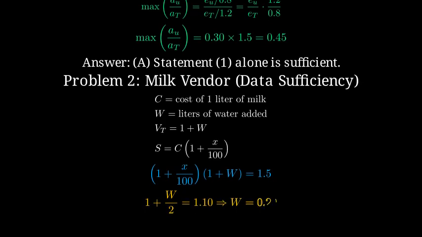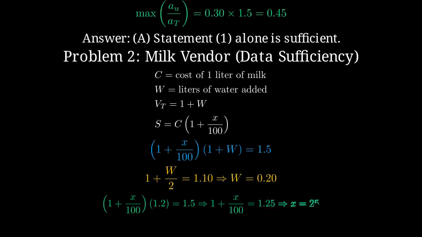Statement 1 says, if the vendor uses only half the intended water and sells at cost, the profit is 10%. That means 1 plus W over 2 equals 1.1, so W equals 0.2. Now substitute into equation A to solve for X.